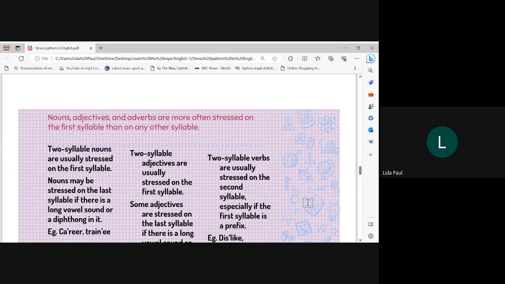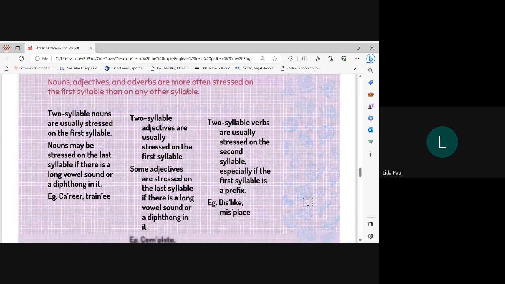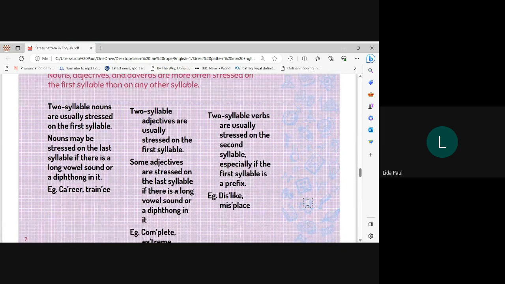So getting back to the disyllabic word, your nouns and adverbs are mostly going to take the stress on the first syllable, whereas adjectives and verbs are going to take it on the second syllable in a disyllabic word. Now, what else do you see here? In the case of nouns, look at the second one. Nouns may be stressed on the last syllable if there is a long vowel sound or a diphthong in it.